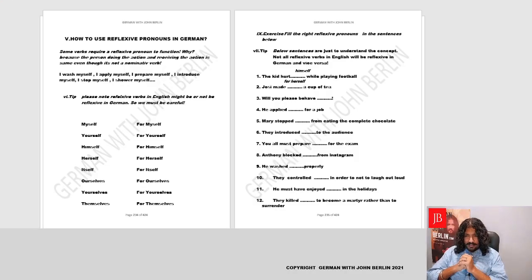Let's get started. As you see, some verbs in German have a certain kind of meaning in which you use the subject as well as the object as the same person. Though they are not nominative verbs, they still have the same subject and the same object. For example, I wash myself. I'm washing myself, I and myself being the same person.